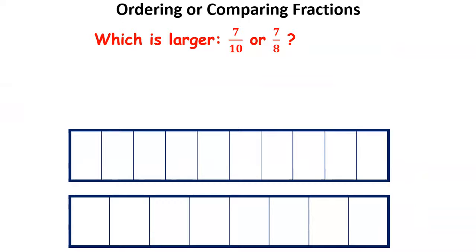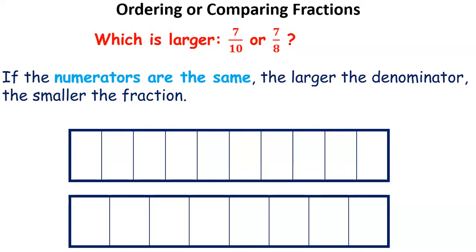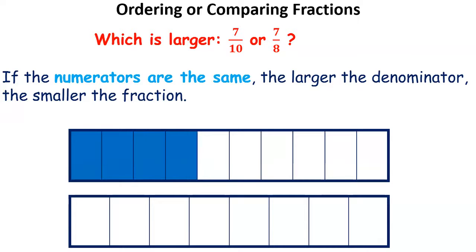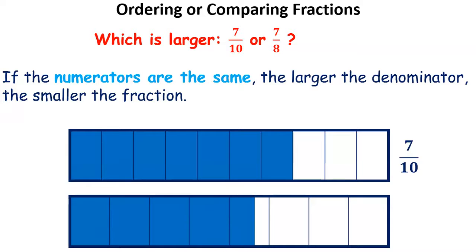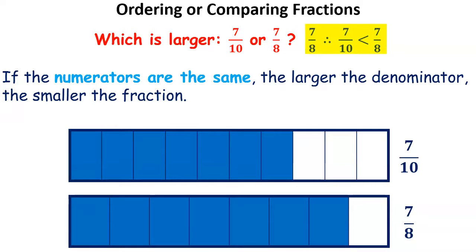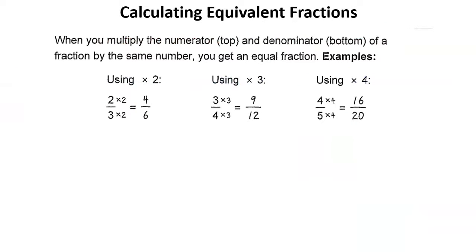Now, which one is larger? I've got 7/10 or 7/8. Now again, I've got 7 parts out of 10 or 7 parts out of 8. Now 7 parts out of 8 is going to be larger because more of it's going to be shaded. So let's have a look at what 7 parts out of 10 looks like. And now we're going to compare 7 parts out of 8. There you go, we can see that 7/8 is the larger fraction. So therefore 7/10 is less than 7/8. Okay? So just try and say it out loud to yourself to think about which is larger and smaller.